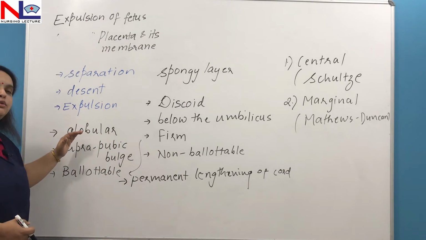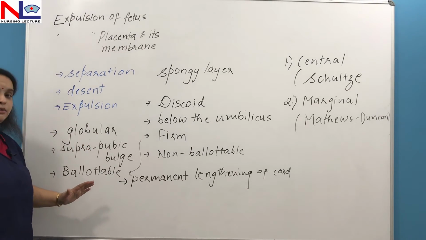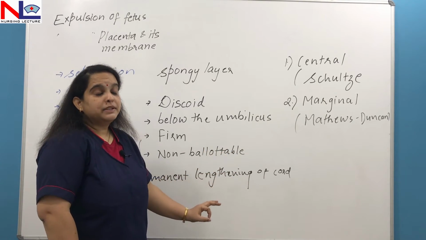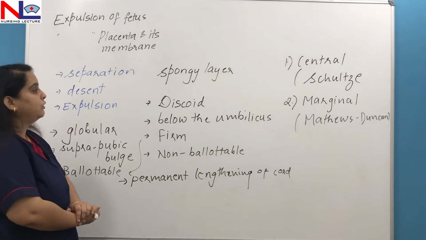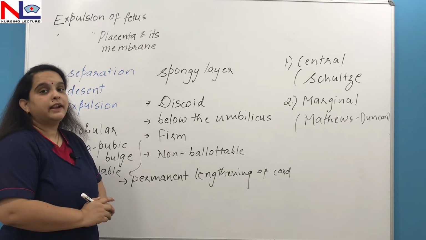So these are the signs through which you can see that the placenta has now descended, right? The shape of the uterus is globular, there is a suprapubic bulge, the uterus is now ballotable, and there is the definitive sign of permanent lengthening of the cord. And also there is a gush of bleeding, right?